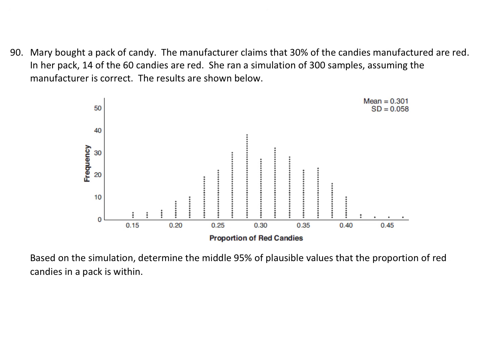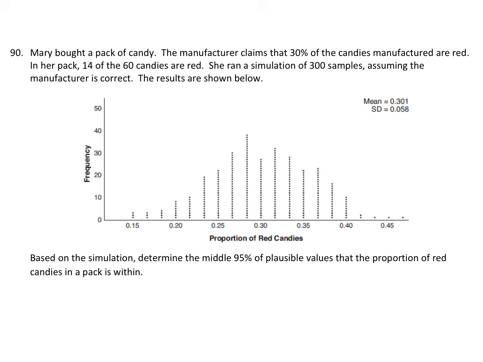All right, so let's start on number 90, which is on page 38. Mary bought a pack of candy. The manufacturer claims that 30% of the candies manufactured are red. In her pack, 14 of the 60 candies are red. She ran a simulation of 300 samples, assuming the manufacturer is correct. The results are shown below. Okay, so we could see right here, right? These are the results of our simulation based on the fact that 30% of the candies are red.